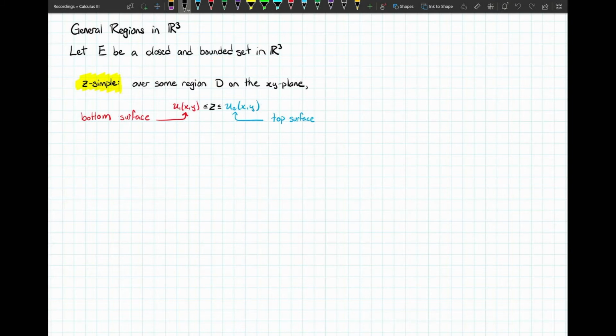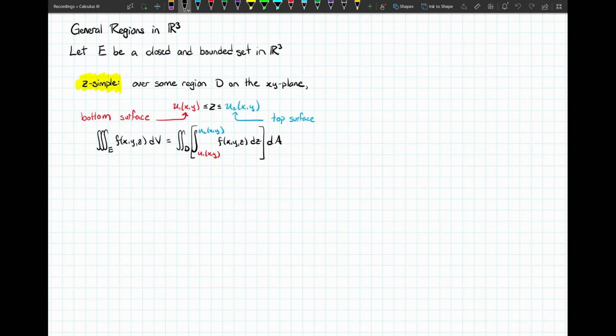These are surfaces, so we actually can view this from the positive z-axis looking down and just see this top surface in blue, u2. And if we were to view this region from the negative z-axis, we should only be seeing this bottom surface in red, u1. That will allow us to at least iterate with respect to z first. Effectively, that's turning our triple integral into a double integral.